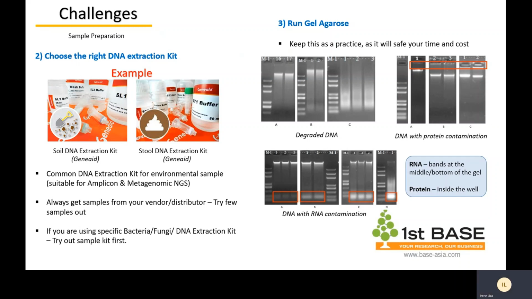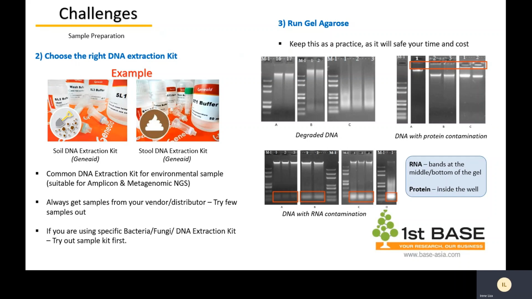You do not want to waste the samples that you have sampled earlier, right? So you just try a few and look into their DNA profile. Now, in a situation whereby you already have kits, for example, for bacteria or fungi, very specific DNA extraction kits, I would suggest the same thing. Try out a sample kit, or try out a few of your samples with these particular bacterial or fungal DNA extraction kits, and check for the DNA profile. There might be some optimization needed down the line, so you need to optimize them and then try to obtain good and intact DNA.